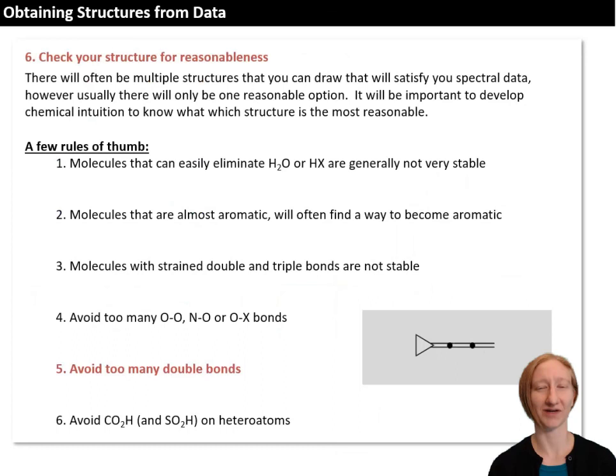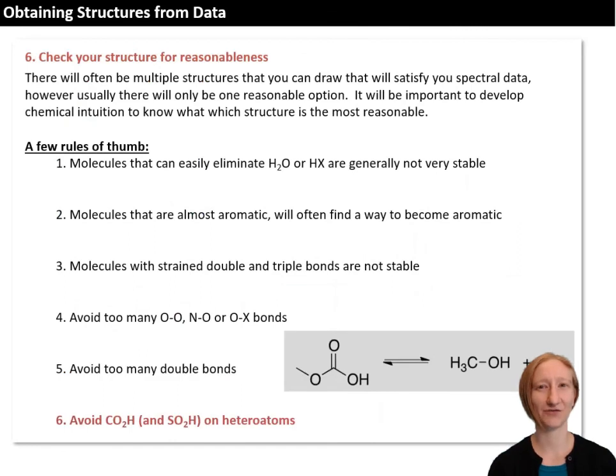Avoid too many double bonds. If you find yourself drawing a structure like this to achieve 4 degrees of unsaturation, then instead you should consider drawing an arene ring. Finally, avoid acid groups like CO2H on heteroatoms, non-carbon atoms. There's an energy gain associated with the loss of CO2 or SO2, and so these structures will also often be unstable.